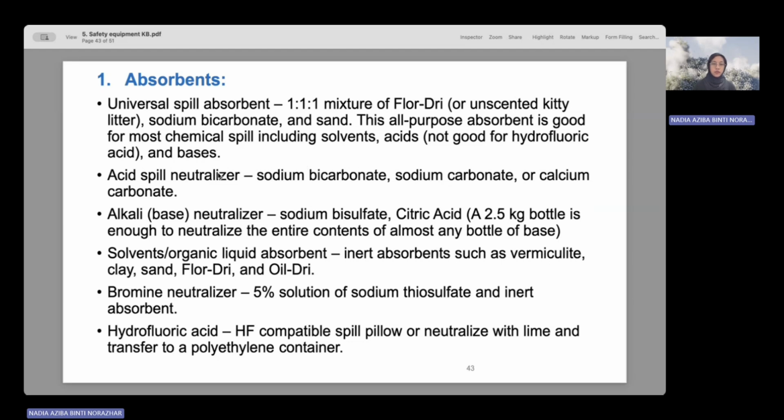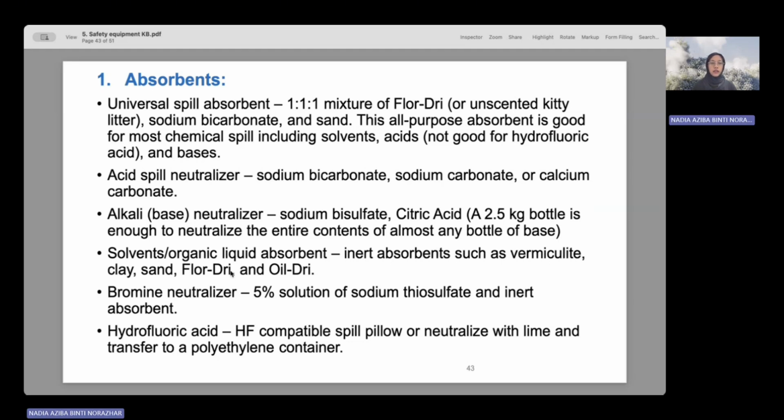Second one is the acid spill neutralizer. It is made from sodium bicarbonate, sodium carbonate, or calcium carbonate. Next is the alkaline neutralizer. It is made of sodium bisulfate or citric acid. The citric acid should come in a 2.5 kg bottle so that it is enough to neutralize the entire contents of almost any bottle of base.